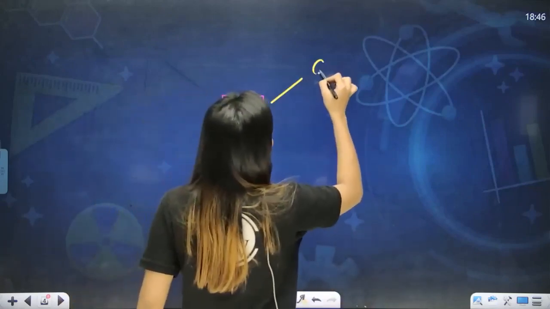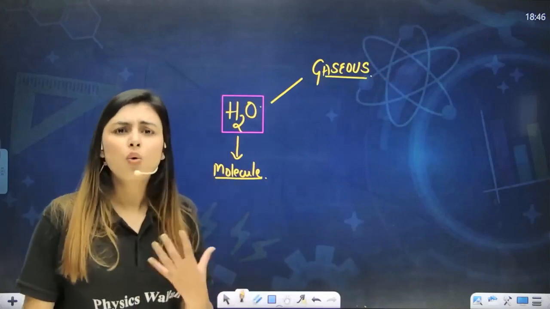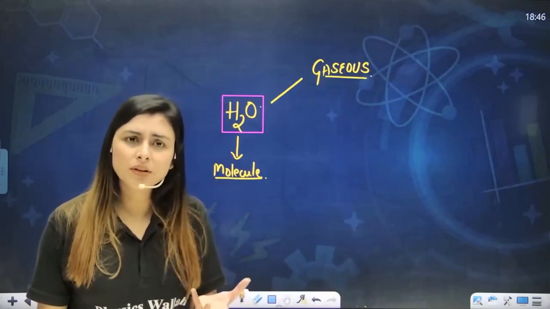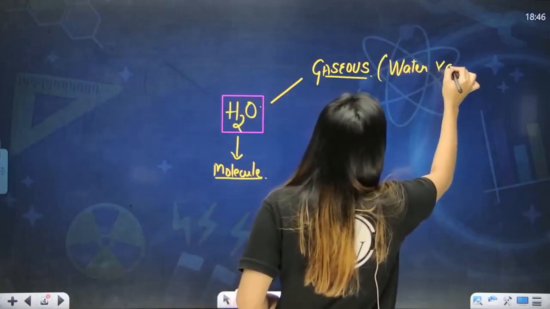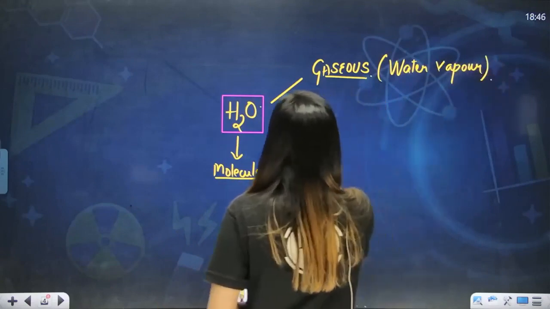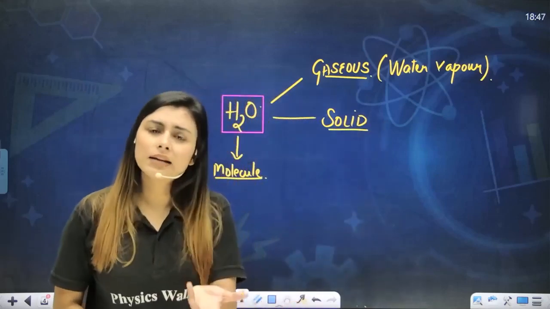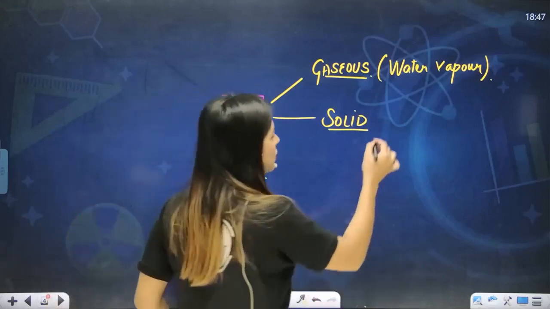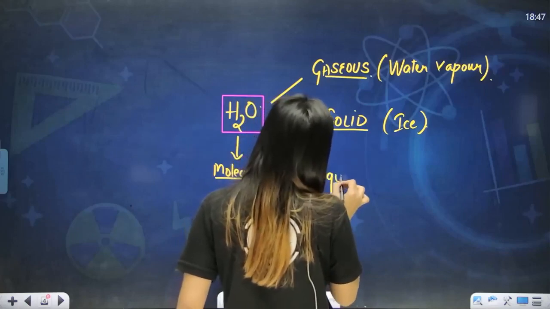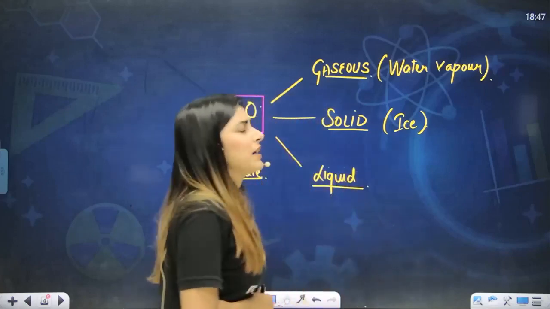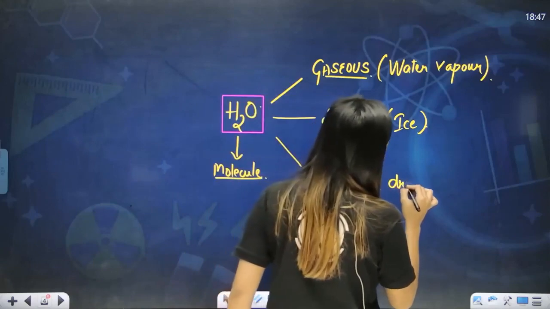H2O can be present in the gaseous state, which we call water vapors. That is the gaseous state of H2O, so I'll write water vapor. Next, it can exist in the solid state. Solid ice. Ice is also water, H2O, right? So here it will be ice. And it can exist in the liquid state. An example of the liquid state is the water which we drink, so I can say it is drinking water.